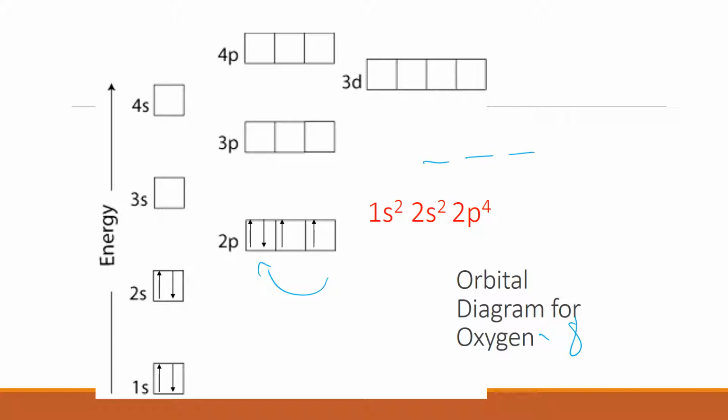So I would do it like this. There's 1s, 2s, 2p. So 1, 2, 3, 4, 5, 6, 7. And then we go back. We've fulfilled Hund's rule, so we can put a second one in there. Boom.